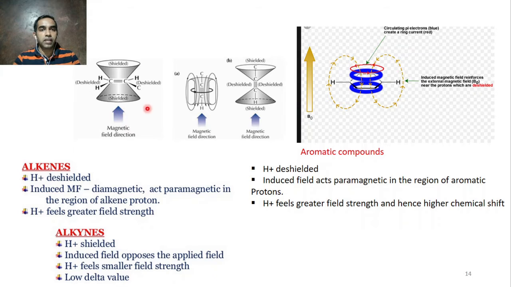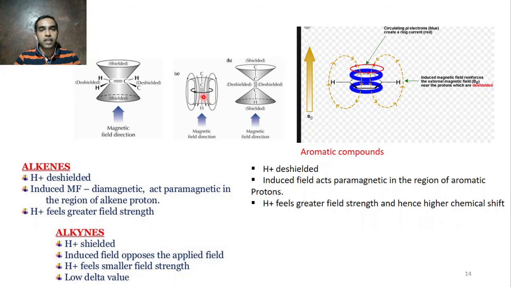So you can see it in this diagram more clearly. Magnetic field induction in case of alkenes: this area is shielded, this area is de-shielded. So protons fall in the area of de-shielding. Okay, so they are experiencing a downfield shift, or delta ppm will increase.